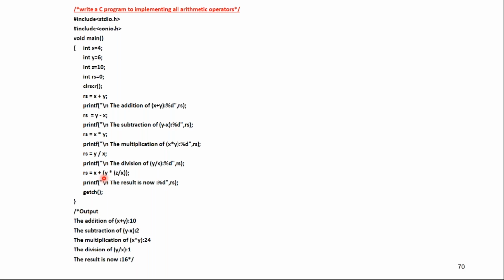Okay. Next, rs equal to, we have a small equation here, and the result expected here is 16.